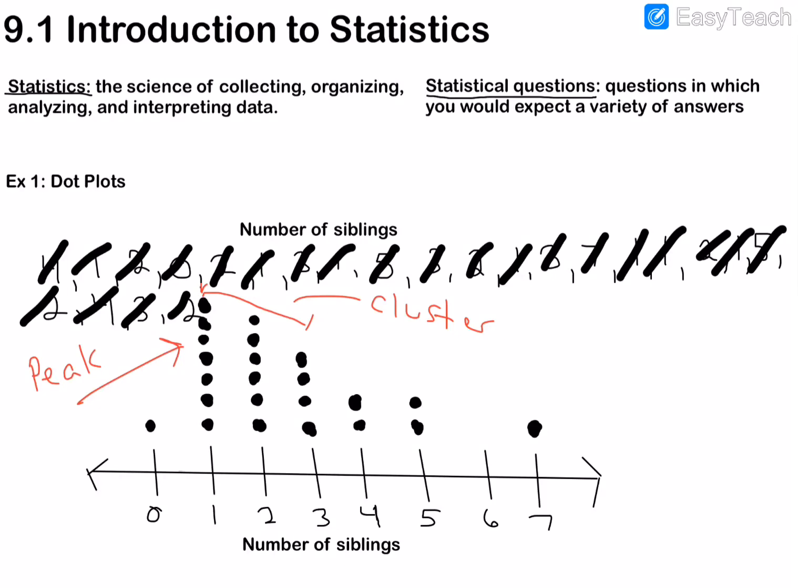For 6, there are no data points, so we would consider this a gap. And then the last one was the outlier, and I would consider this point right here an outlier, because it is far away from all the other points. It's typically going to come after a gap.